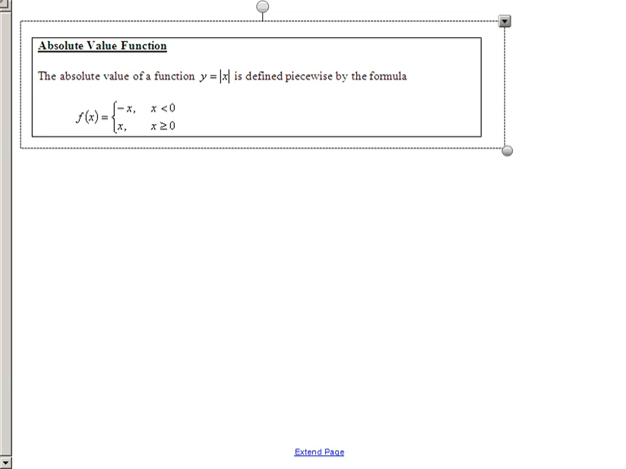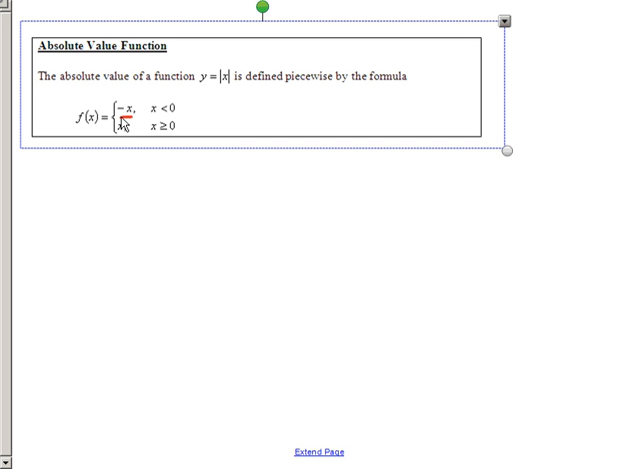Lastly, this one is very, very important. The absolute value function, y equals the absolute value of x, is defined piecewise by the following formula. F of x equals negative x when x is less than 0, and it equals x when x is greater than or equal to 0. Lots of students will look at this and say it doesn't make sense. We can never take the absolute value of something and get a negative. But think about this. We're only taking the negative of x if we're plugging in a negative value for x. And if you negate a negative, it becomes positive.